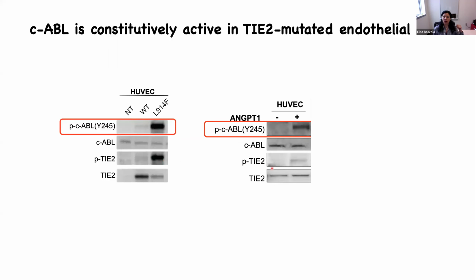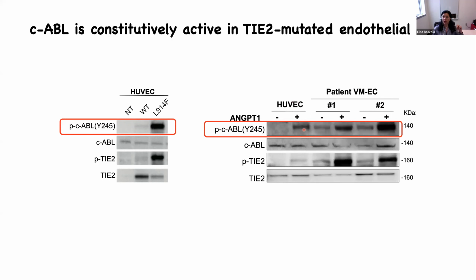We've also looked in patient-derived endothelial cells. Here, we've also used HUVEC as control, and we have no angiopoietin-1 and angiopoietin-1. When we treat with angiopoietin-1, we see that we can stimulate the phosphorylation of c-ABL, suggesting that it's really downstream of the type 2. And in patient-derived endothelial cells, again, with the type 2 mutation, phospho-c-ABL is constitutively active. Then when we add angiopoietin-1, we can furthermore increase this activation.